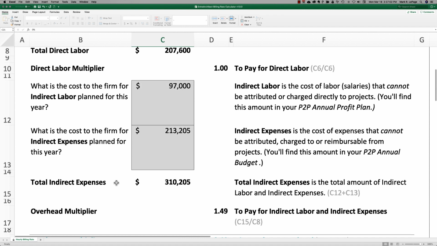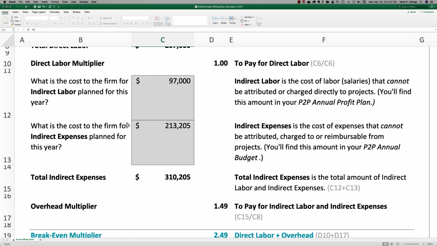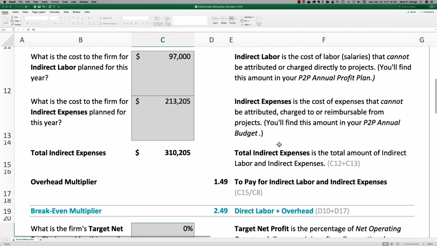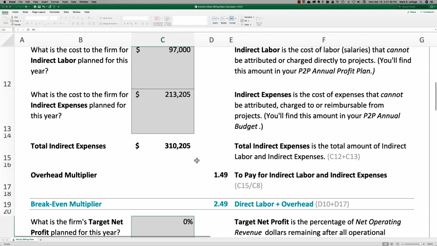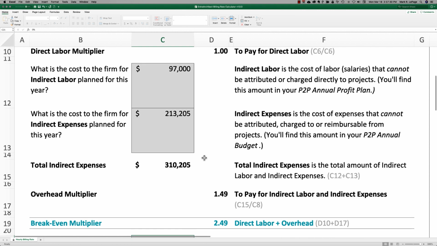Your total indirect expenses is your indirect labor plus your indirect expenses, because indirect labor is an indirect expense. So your total indirect expenses is $310,205. And that, again, is now calculating an overhead multiplier. The overhead is the cost of your expenses, right? What's the cost of your expenses and labor?